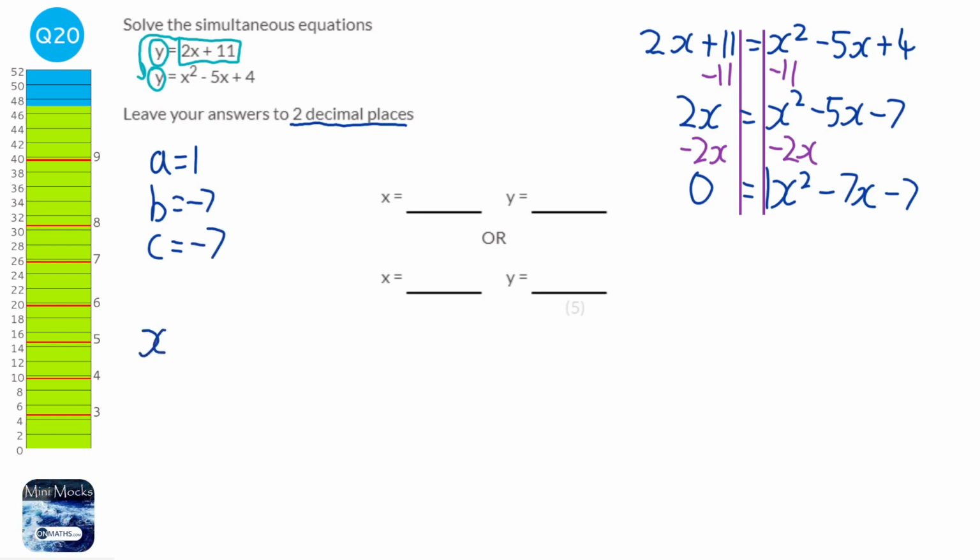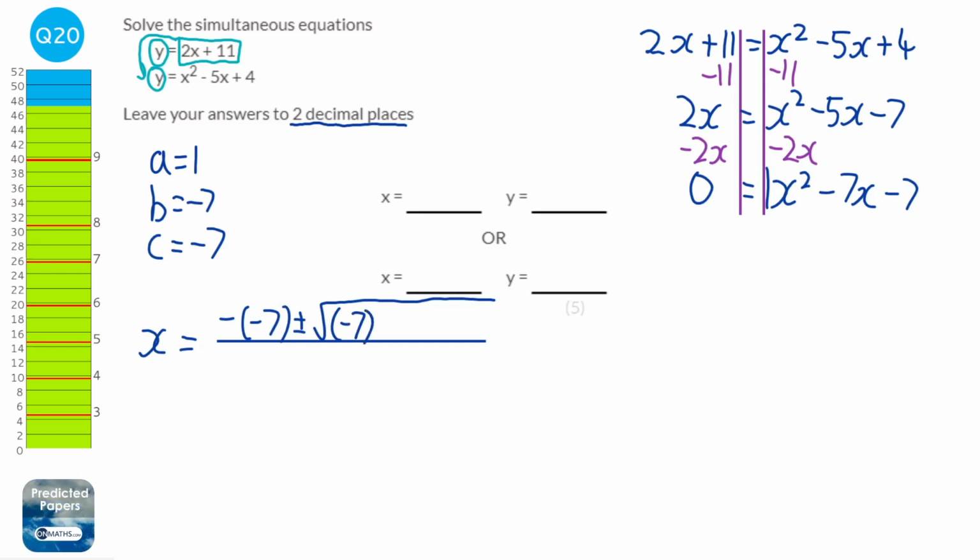So we write out the quadratic formula, so x equals minus b, and always put them into brackets, so minus 7, plus minus the square root of b squared, so in brackets minus 7 squared, minus 4 times a, which is 1, times c, which is minus 7. And all of that over 2a, so 2 times 1.